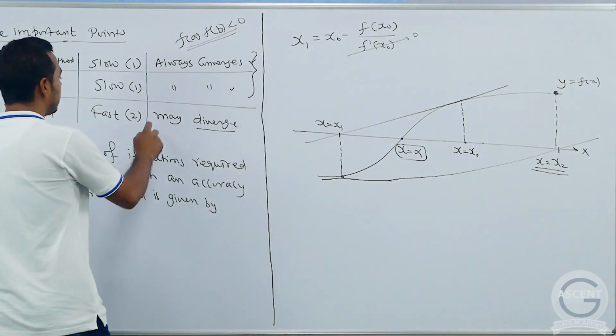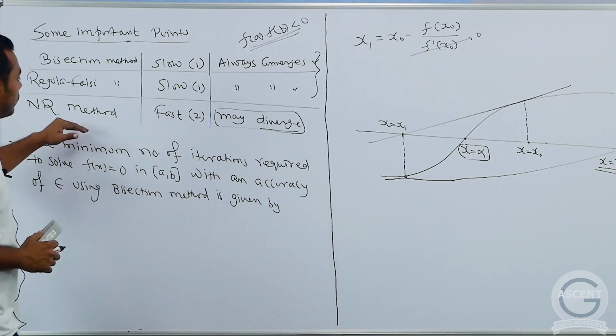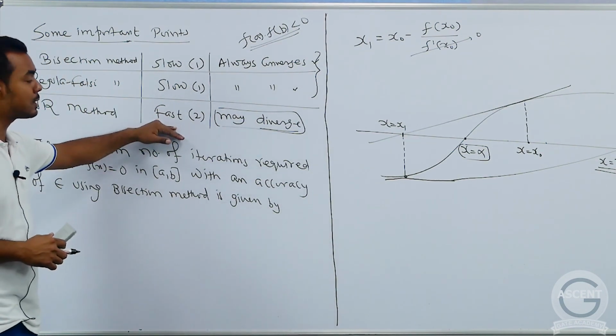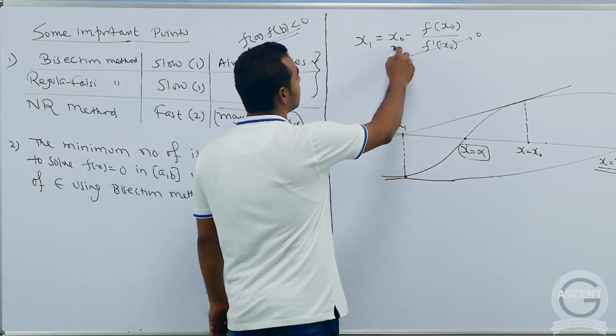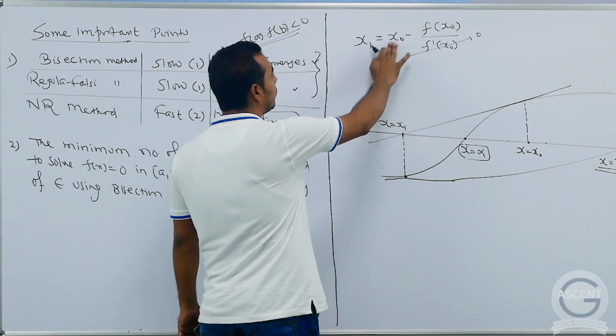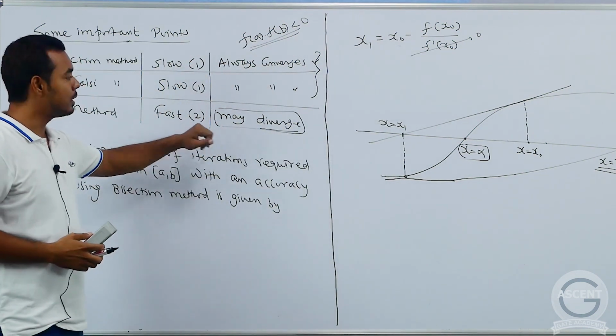So therefore this method may diverge sometimes. So that is one of the problems with the Newton-Raphson method. Even though this method is fast, and the formula is also very simple, the formula for x1 is this formula. So you can see that this is a very simple formula. But still the problem is that this method may diverge.